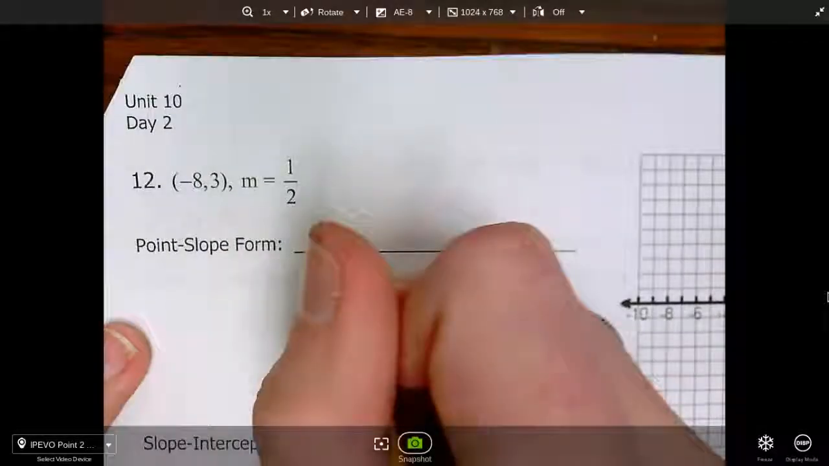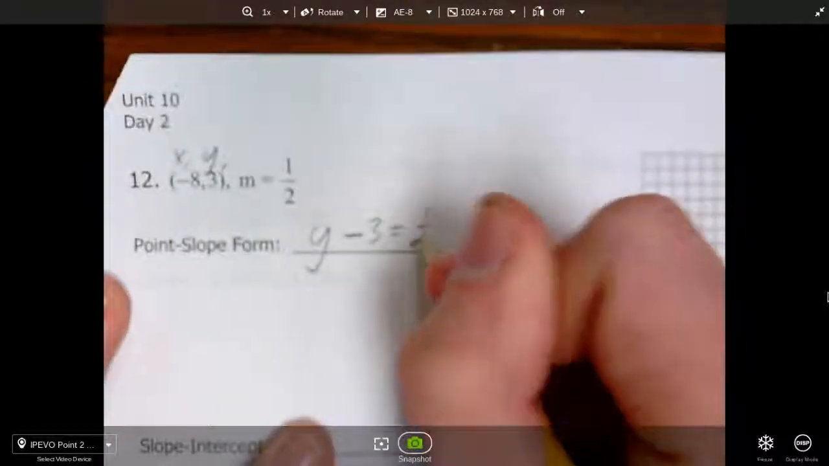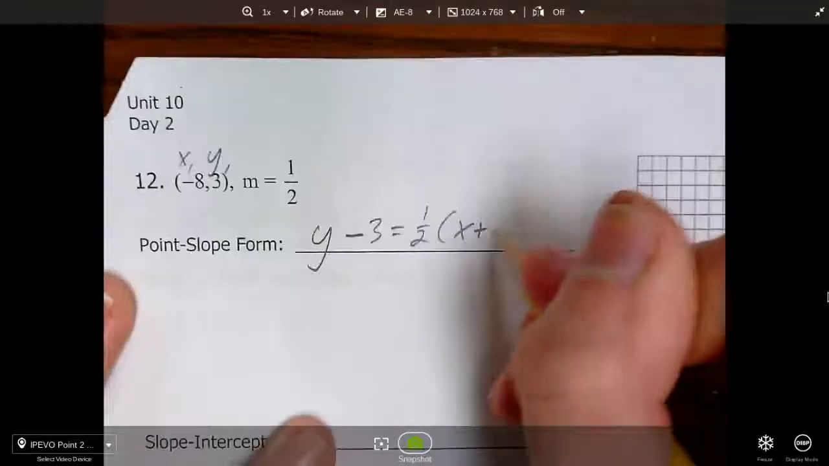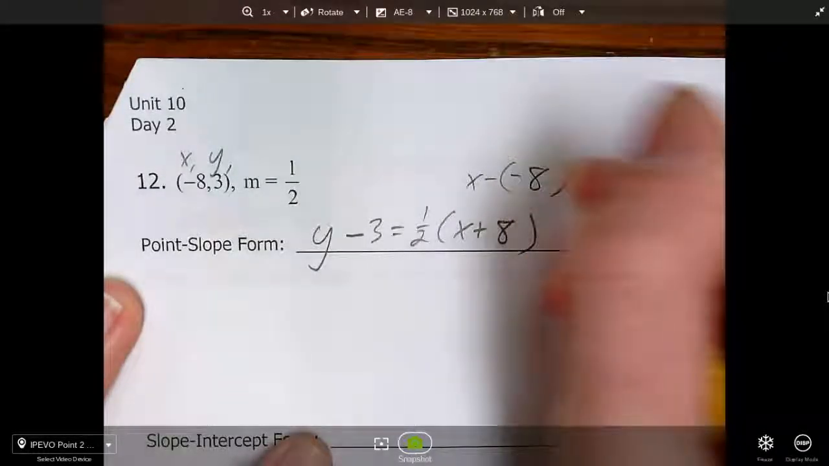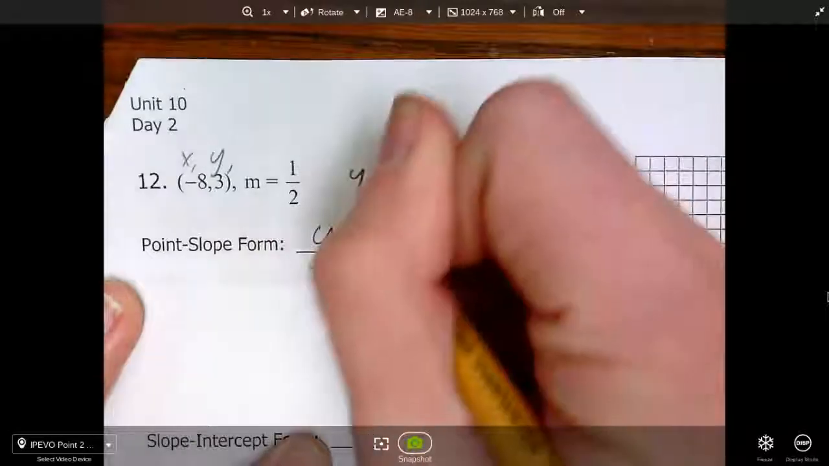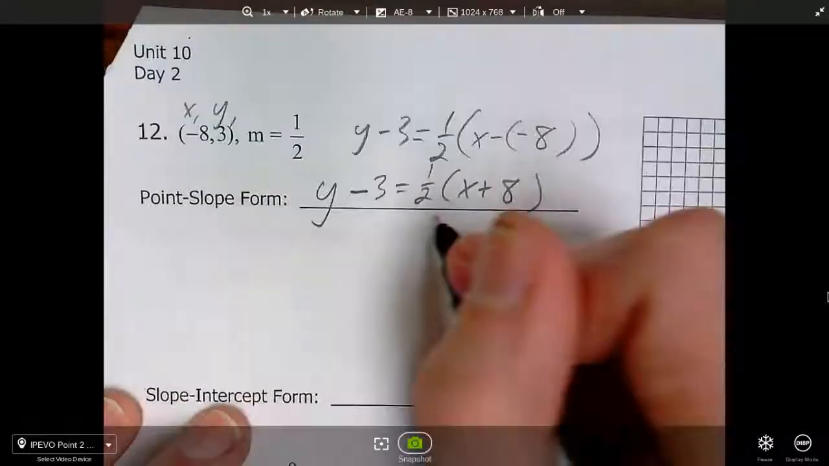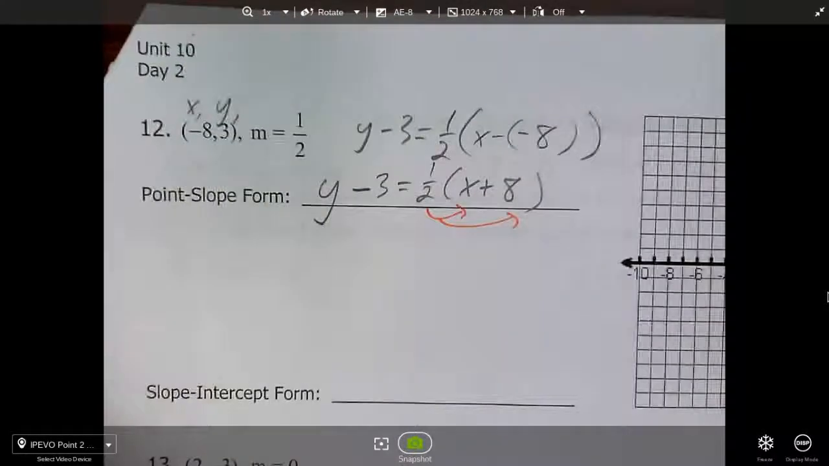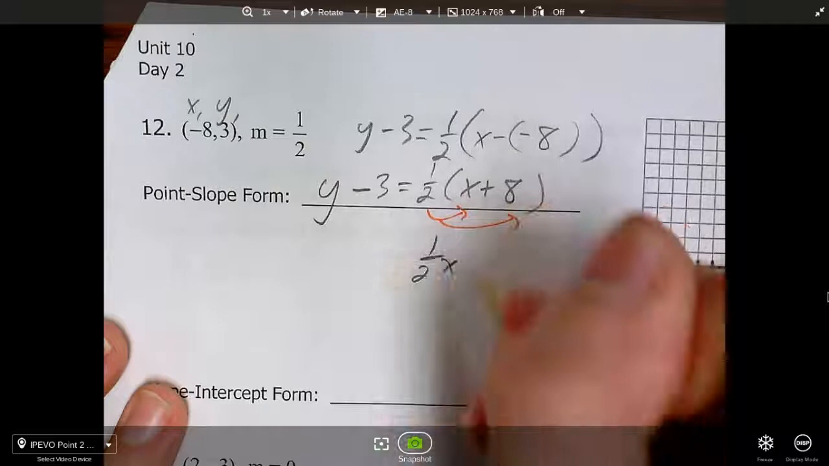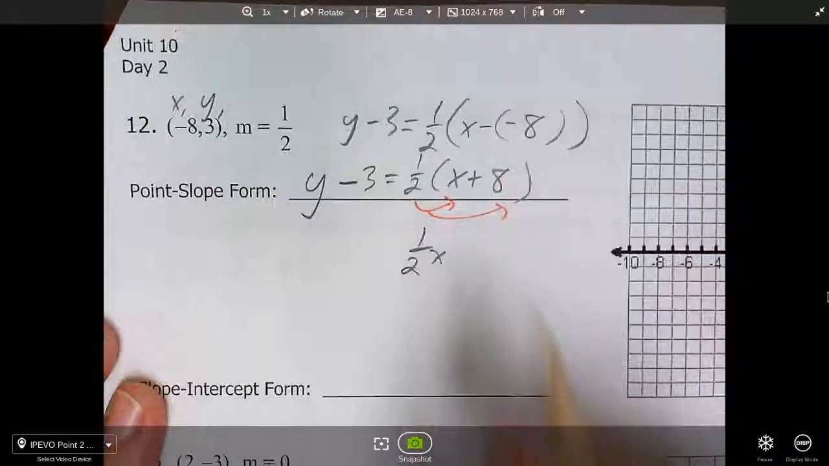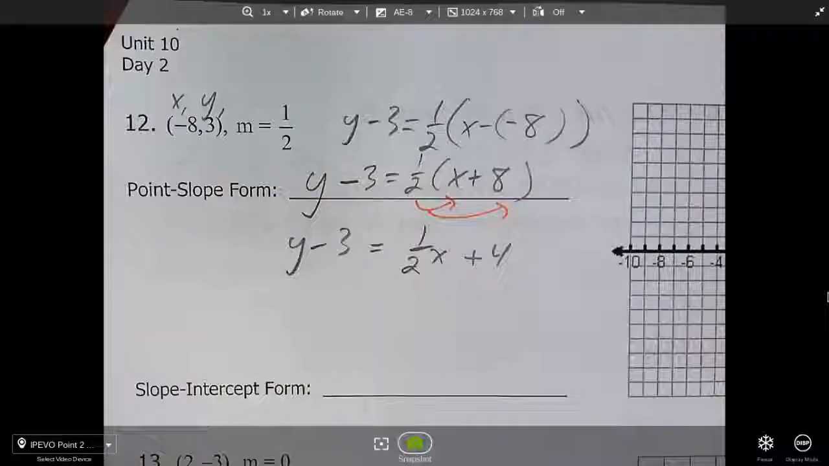Okay, going straight to the point-slope form: y minus 3 equals m times x minus, no, plus 8, because it's x minus a negative 8. From our point-slope, we need to first distribute, as we have every time here. A half times x is just a half x, so nothing really we can do there. A half times 8, however, we can work out, and that's just positive 4. Bring down y minus 3.